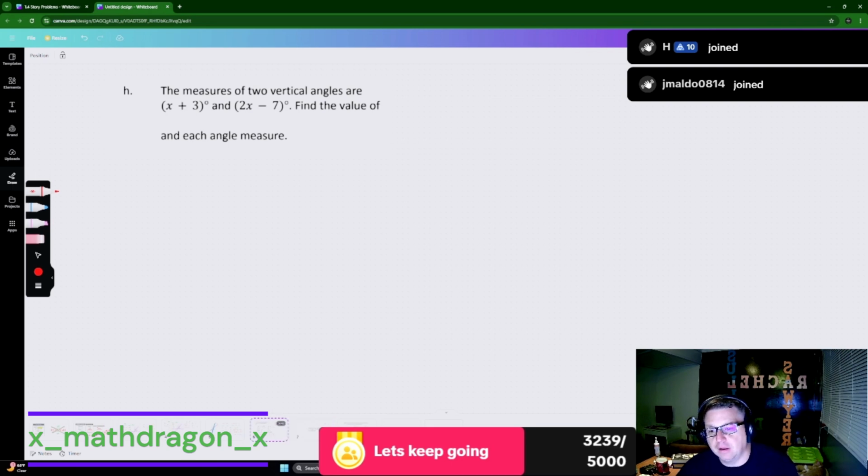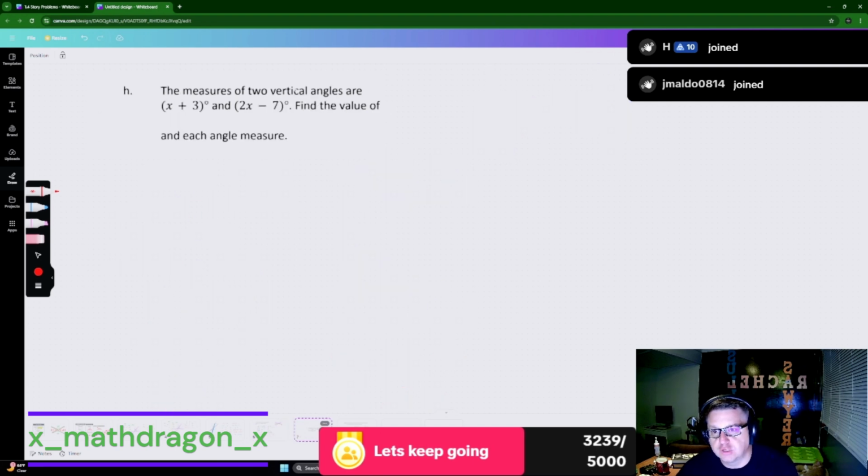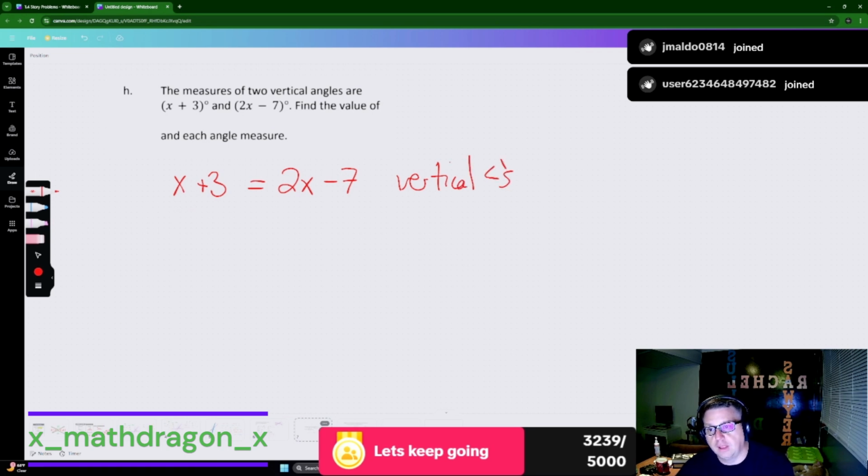I am not going to go as deep as I did here. I think this is beautiful, a lot of work, but let's talk about this. I have 2 vertical angles. I have x plus 3 equals 2x minus 7. They're vertical angles. So vertical angles are equal.